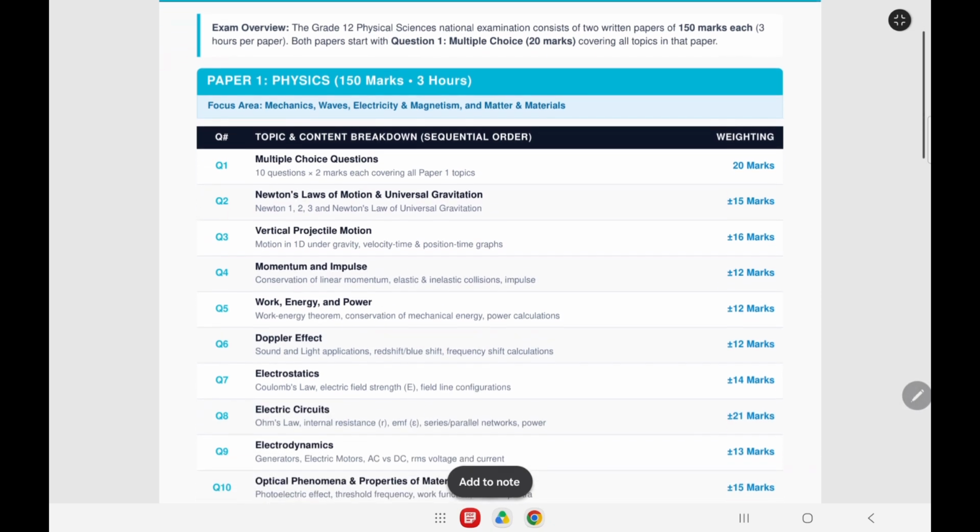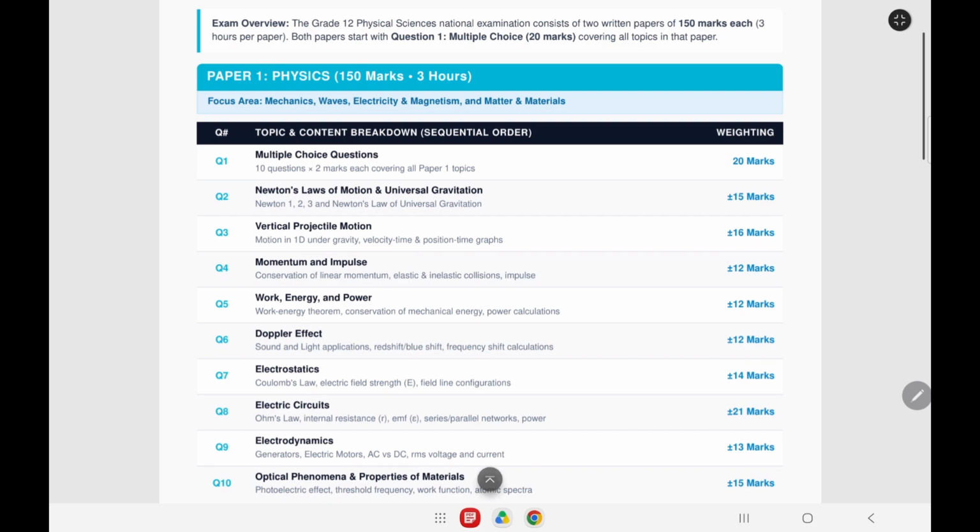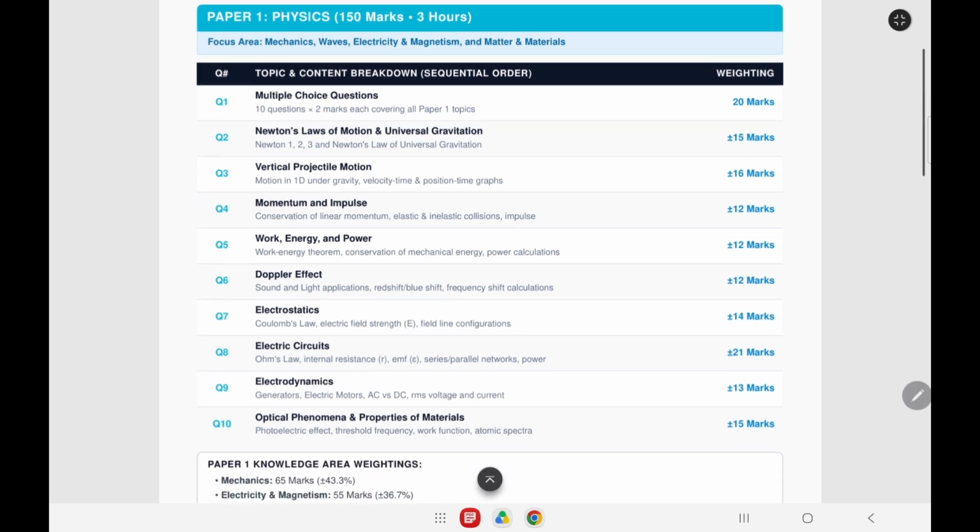Let's go through the exam overview. The Grade 12 Physical Sciences National Examination consists of 2 written papers of 150 marks each, 3 hours per paper. Both papers start with question 1 multiple choice with 20 marks covering all topics in that respective paper. In paper 1, you guys know that we have physics with 150 marks and you have to write it within 3 hours. We'll be focusing on mechanics, waves, electricity, magnetism, and matter and materials.